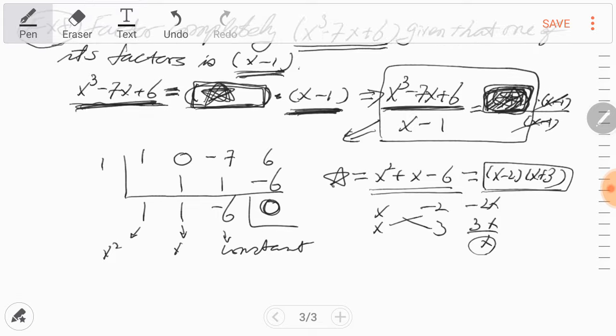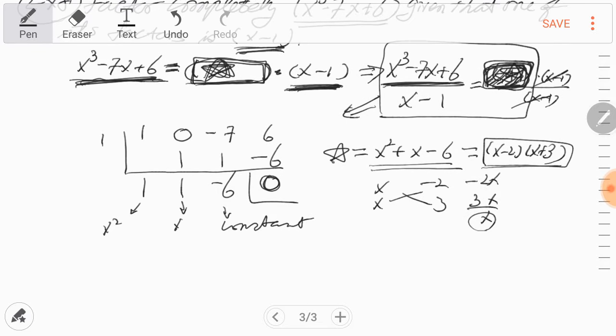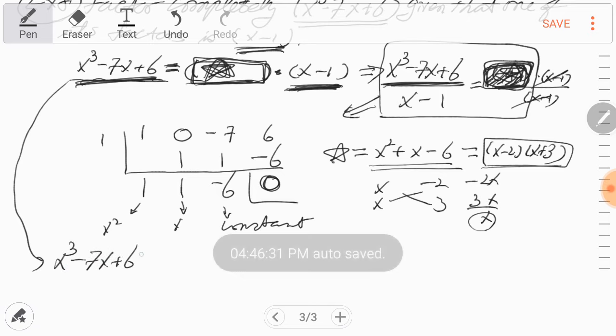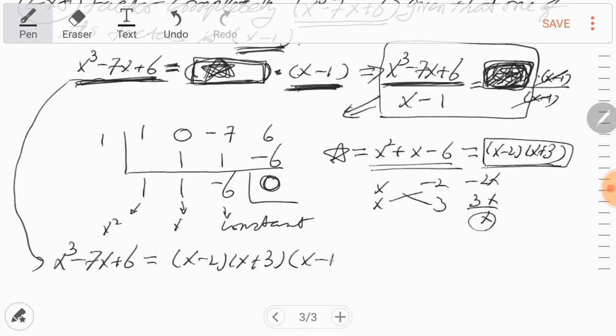Then x cubed minus 7x plus 6 is equal to the star, which is the product of these two, x minus 2 times x plus 3, and x minus 1 is given. So we just factored this trinomial like this.